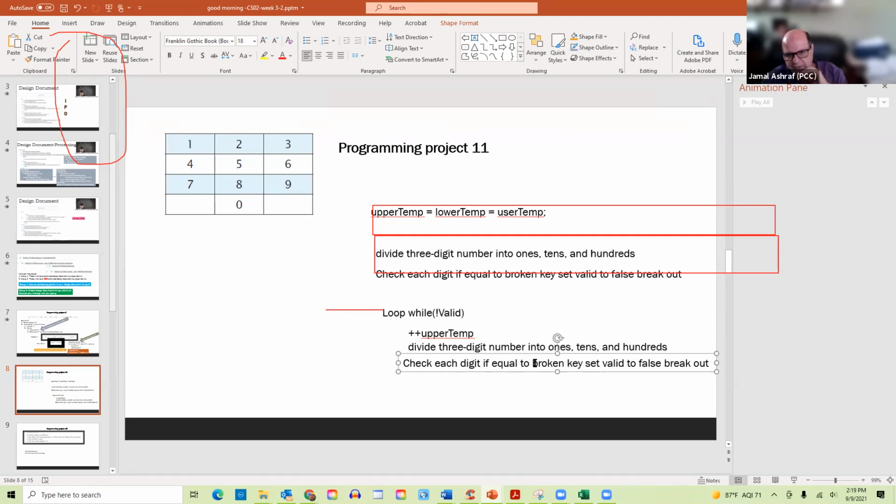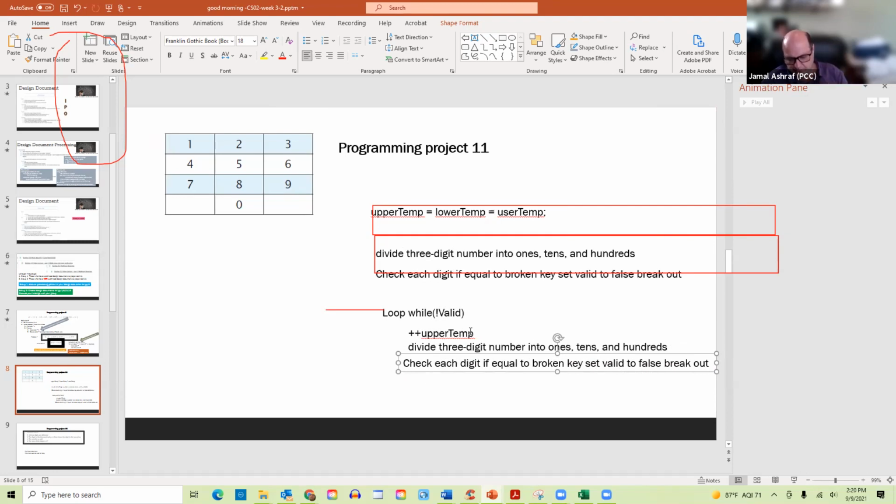So if it's not correct, I'm going to set valid to false. If it contains one of those digits, I'm going to put false. Otherwise, I'm going to do this. I'm going to keep doing this until it's valid and it's going to get out. Then I have another loop just like this, but I'm going to do it with the lower end. The lower end is going to have minus minus.